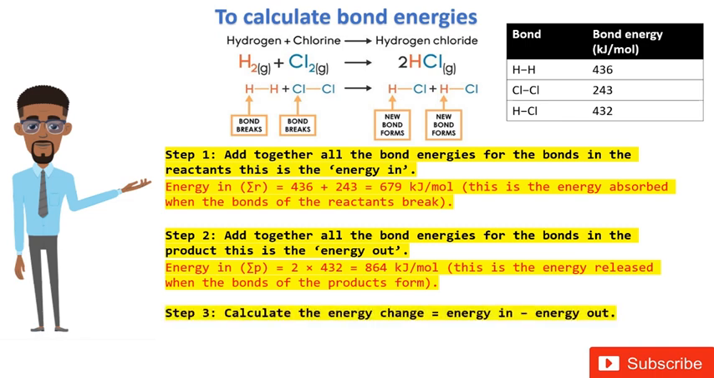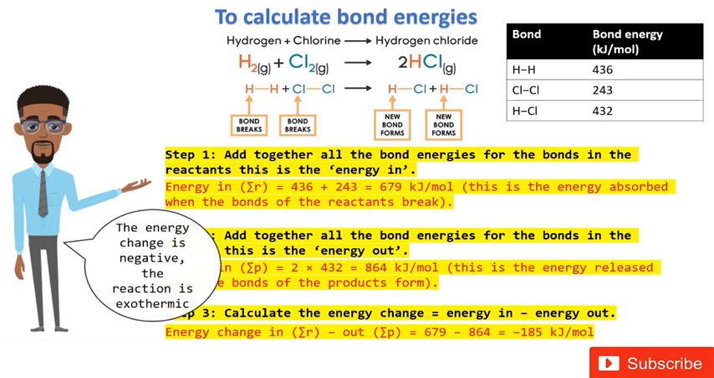Step 3. Calculate the energy change, which is equal to energy in minus energy out. We have 679 minus 864. Our energy change is minus 185 kilojoules per mole. Since the energy change is negative, the reaction is exothermic.